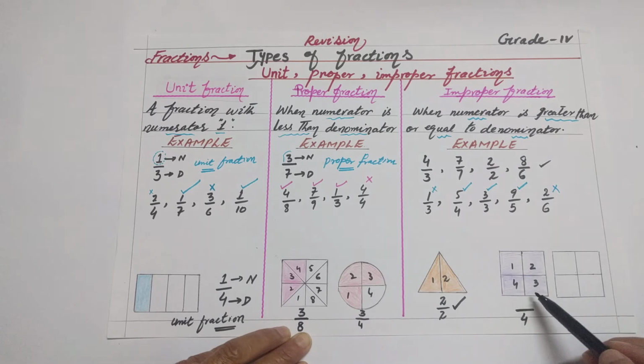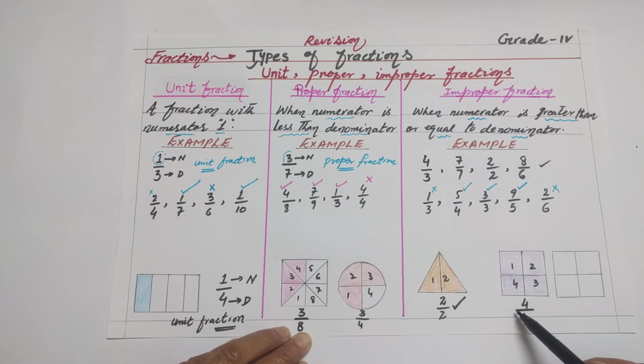If I am cutting a cake into 4 equal parts and I am using those 4 parts of the cake, then what will be the fraction? 4 by 4, because I am cutting this square cake into 4 equal parts and I am using all the 4 parts of the cake. It means I am using the whole of the cake.